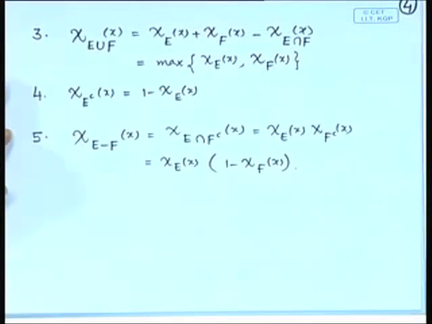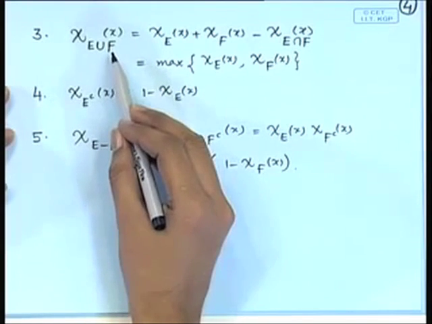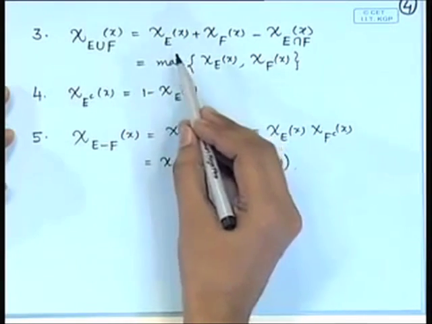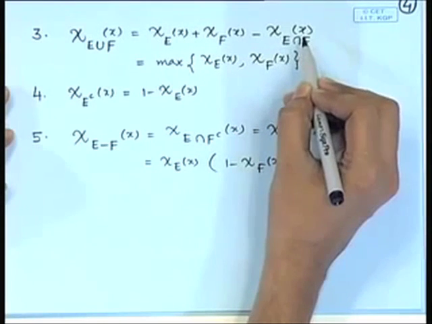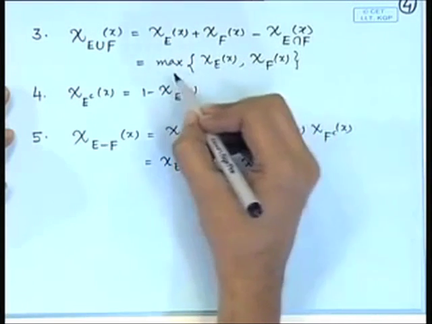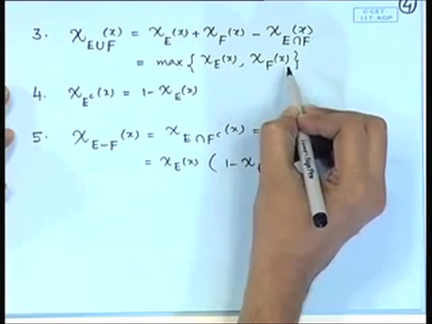Similarly, the indicator function relations for the unions, complementations and differences are also there. For example, chi of E union F at x is equal to chi E x plus chi F x minus chi of E intersection F at x. It is also alternatively equal to the maximum of chi E x and chi F x.